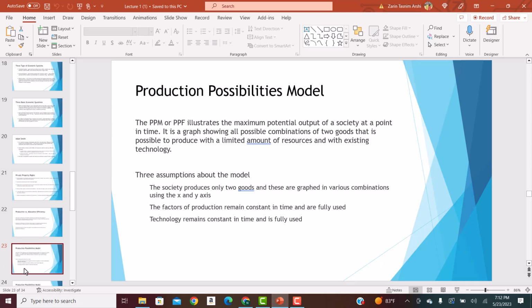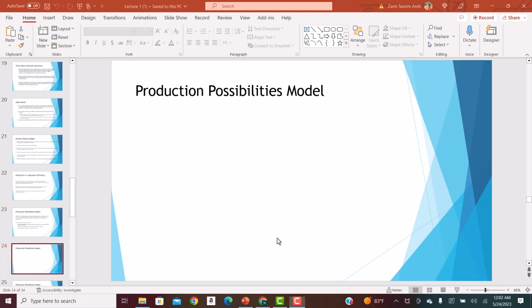Okay. Second one is, the factors of production or the resources are fixed in quantity. They cannot be changed at that point of time. Okay, so that's the second assumption. And third assumption is technology remains constant. So there's no improvement or reduction in technology. Whatever the technology is, that's fixed. So when we look into a PPF, we have to keep these three assumptions in mind.